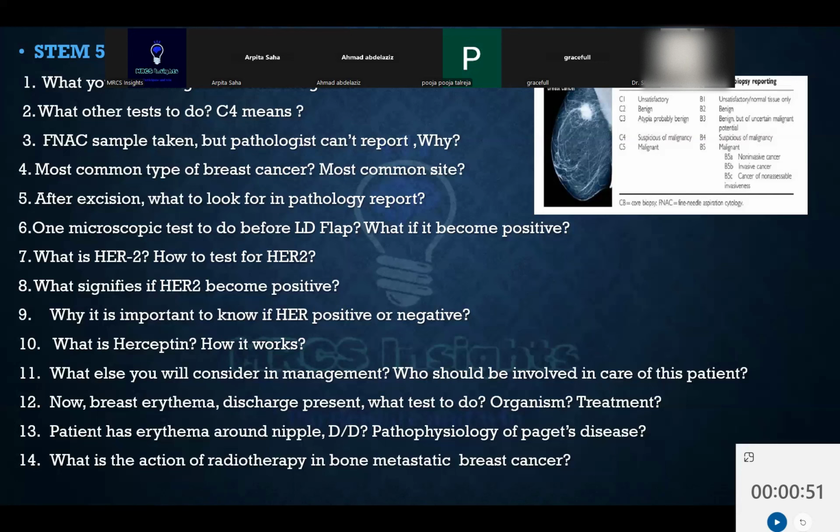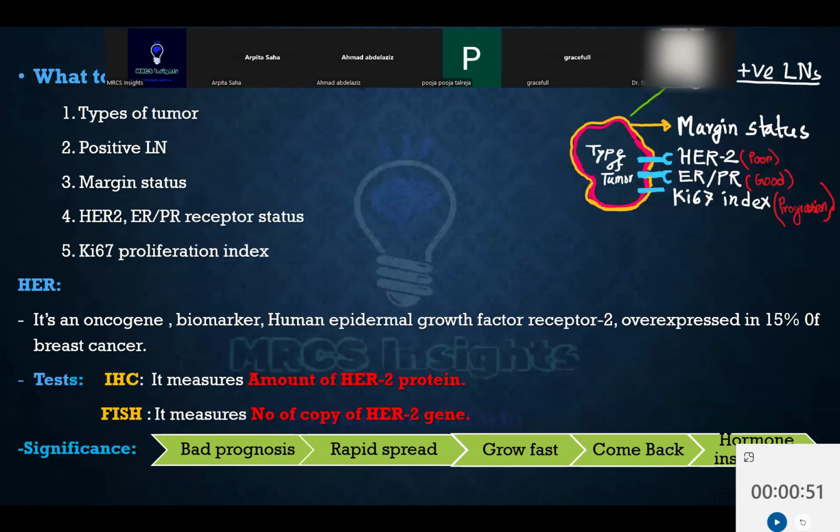Very good, Dr. Pooja and Dr. Ahmad. Thank you so much for your participation, guys. So let's see some questions of breast carcinoma. So what Pooja missed in this question? What have to look for in pathological report?